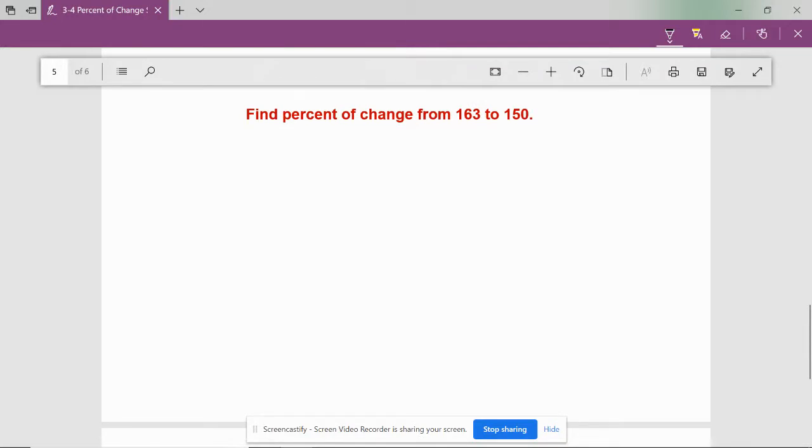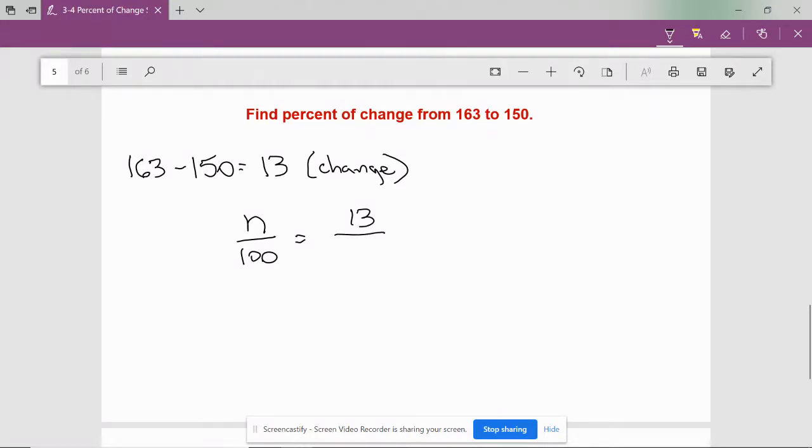Find the percent of change from 163 to 150. Again, we have to find our amount of change first. We take 163 and minus 150, which gives us 13. So that's our change. We plug that into our formula. We're looking for a percent, so that's over 100. Our change is 13, and on the bottom, our original is 163. So we're going from 163 to 150. What is that percentage?